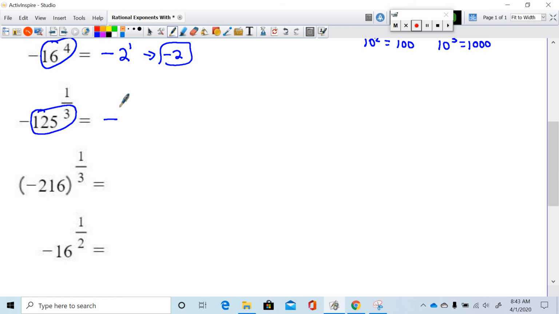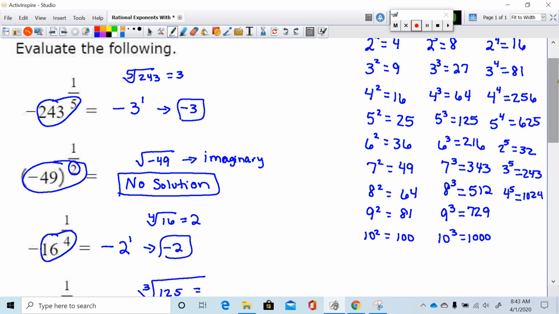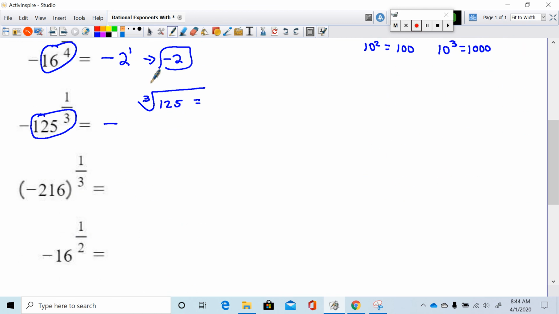125 goes with the 3. That means because it's a denominator, that's the index. So that means the cubed root of 125. So you go to your list with 3's as exponents, and you look for 125. And so that's a 5. So that's going to be equal to 5. So the answer is just going to be negative 5 because the exponent with that would be the numerator, which is a 1. Okay, the next one.